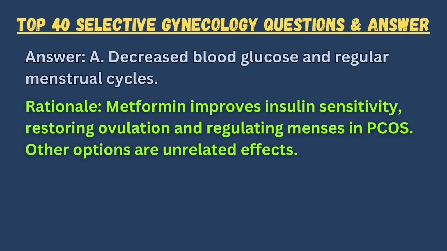Answer. A. Decreased blood glucose and regular menstrual cycles. Rationale. Metformin improves insulin sensitivity, restoring ovulation and regulating menses in PCOS. Other options are unrelated effects.